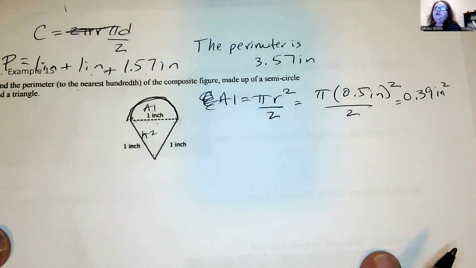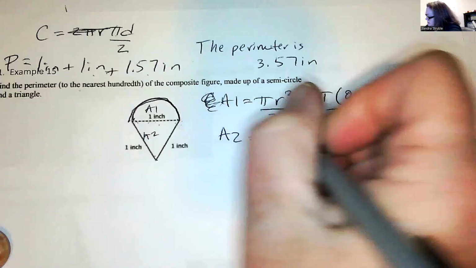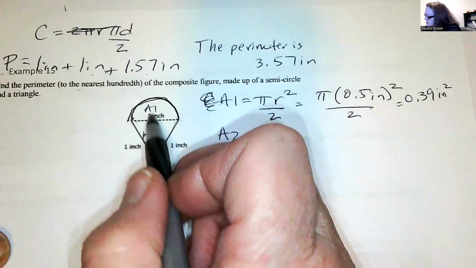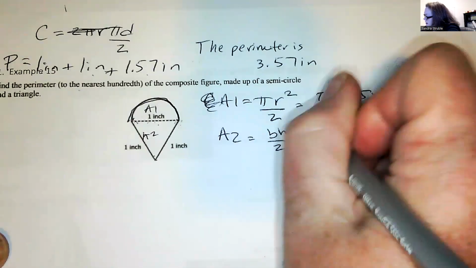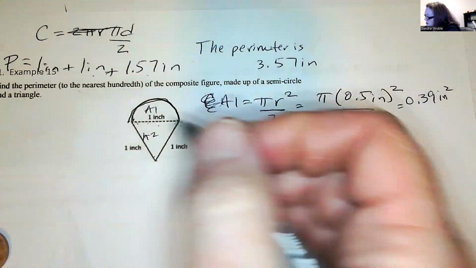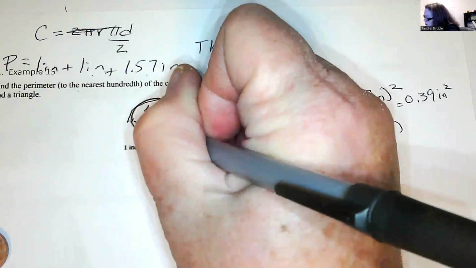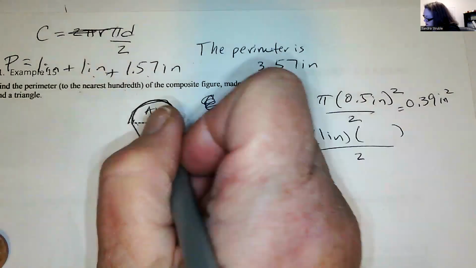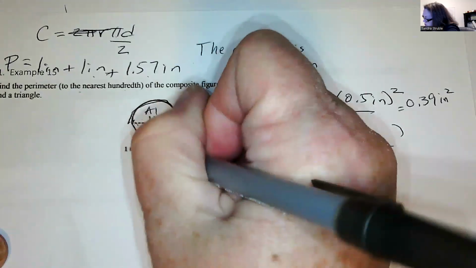All right, area 2 is where it gets fun. Area 2 is a triangle, base times height divided by 2. So our base is 1 inch. Our height, we don't know yet. We're dividing by 2. So we have to find the height of this triangle that cuts right through the middle of these suckers. Okay, it's the distance from here to the point. From right here is what we're measuring.